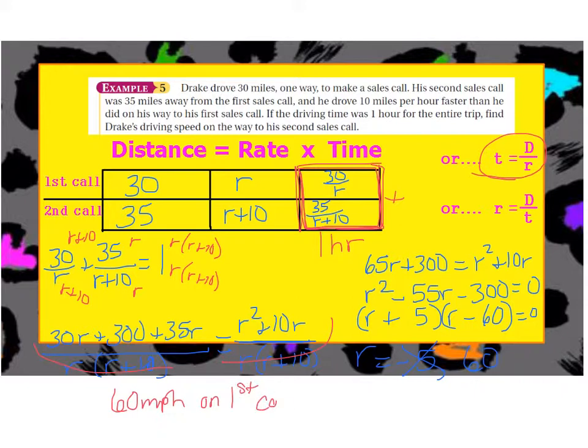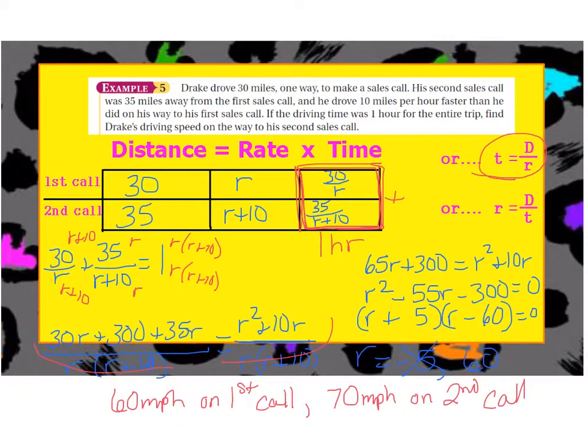But really what the question is asking is how fast did he go on the second call? And so the second call was that rate plus 10, so that means on the second call he was going 70 miles per hour on the second call. All right, so that's a nice little example of how to do one of these distance equals rate times time problem in kind of motion.